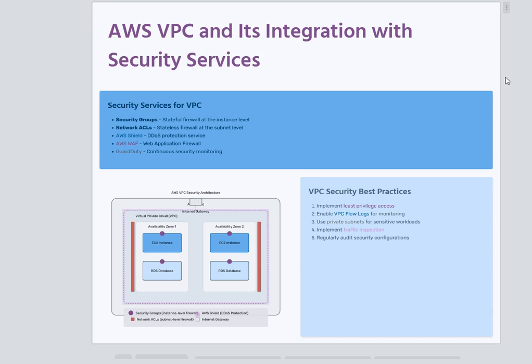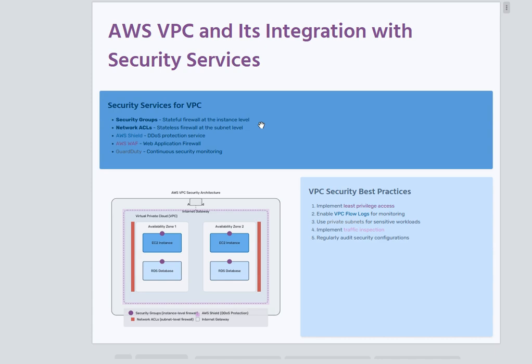Now we're going to talk quickly about AWS VPC and integration with security services, how the security services are protecting AWS VPC. Other than what we discussed, like subnet-level and instance-level security: security groups are the instance-level, stateful firewall, so they remember the connection. Secondly, you can use network ACL, which is subnet level.